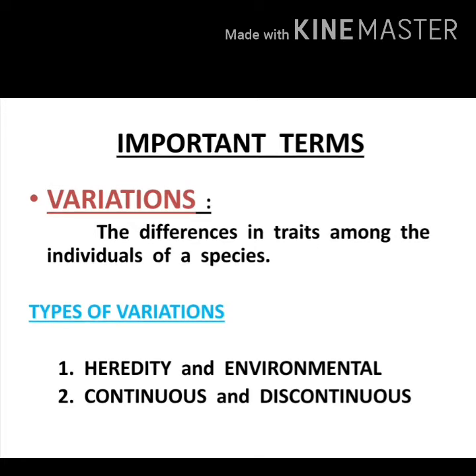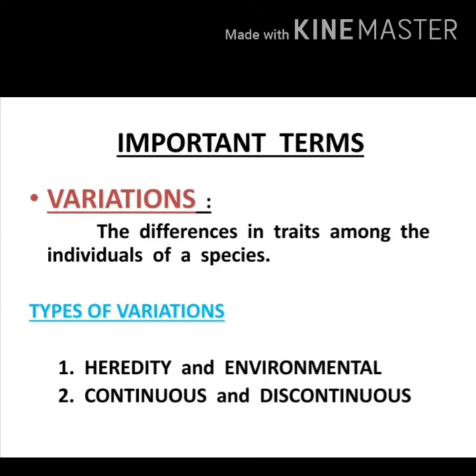The differences inherited by the progeny from their parents are called hereditary variations. For example, blood type, skin color, hair color, eye color, height, etc. are some of the examples of heritable variations.